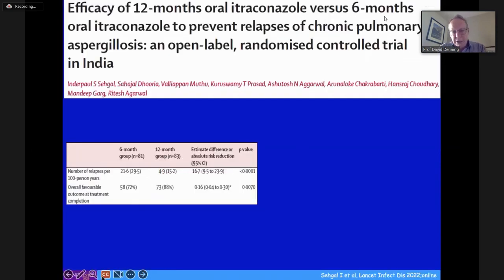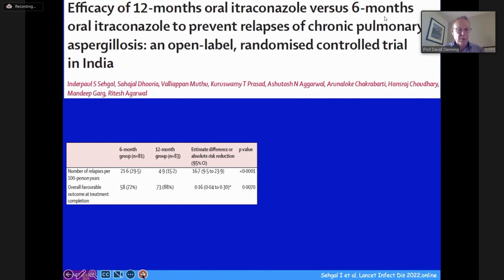So you start the patient on antifungal therapy. How long should you give treatment for? And this was addressed by a nice RCT, which Inderpal Singal and colleagues in Chandigarh did, and which was published late 2022. And what you can see is that if you treat for 12 months, the overall outcome goes up from 72% to 88%. So longer treatment is better for these patients.